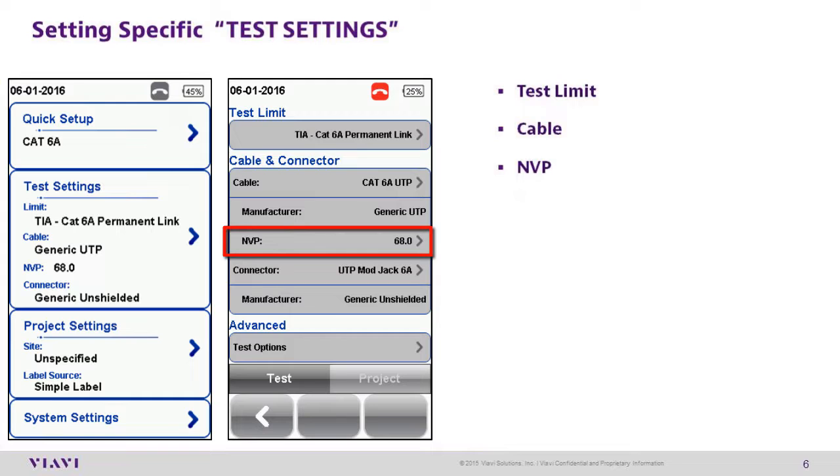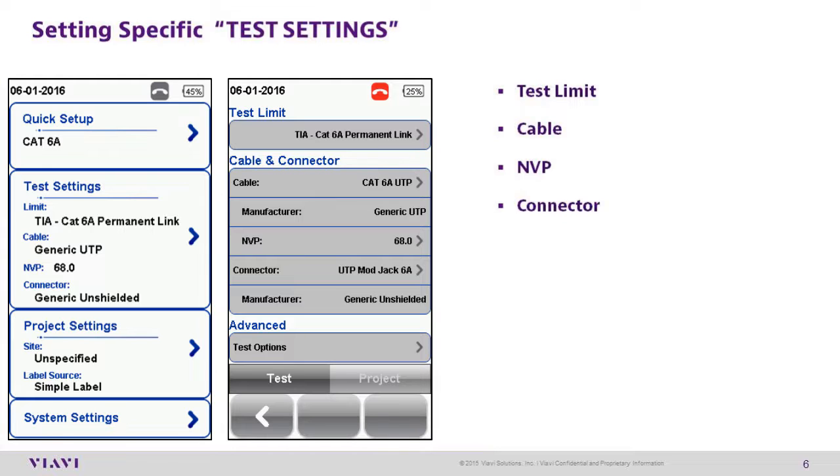NVP allows you to set the nominal velocity of propagation for the cable being used. This value is normally listed on the label of the cable spool or the box you're working with. It can also be obtained by contacting the cable manufacturer. The more accurate the NVP value, the more accurate the length results will be.